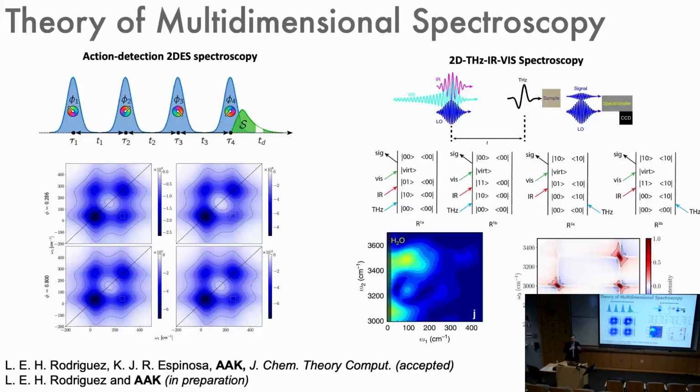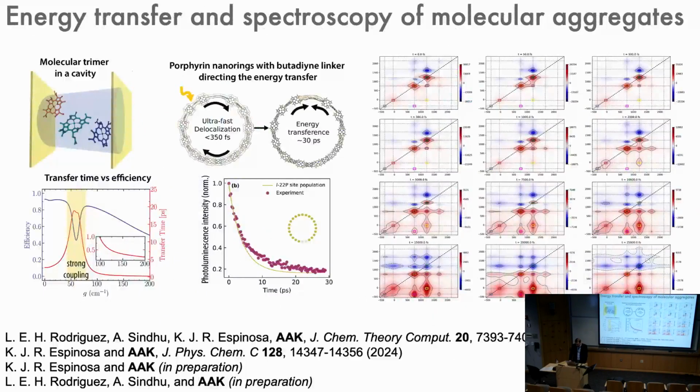You can think about it: if you have a water molecule, an OH stretch motion, and it's hydrogen bonded to other water molecules, this collective vibration, collective motion, which is a low frequency motion, is coupled to the high frequency OH stretch. So we're developing theory for these types of spectroscopy. These are fairly recently developed experimental techniques. We're also interested in understanding the energy transfer in molecular aggregates.